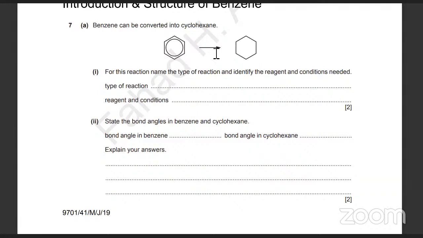So what is happening over here is that hydrogen is getting added to it, and you need a nickel catalyst for this. That is known as hydrogenation.